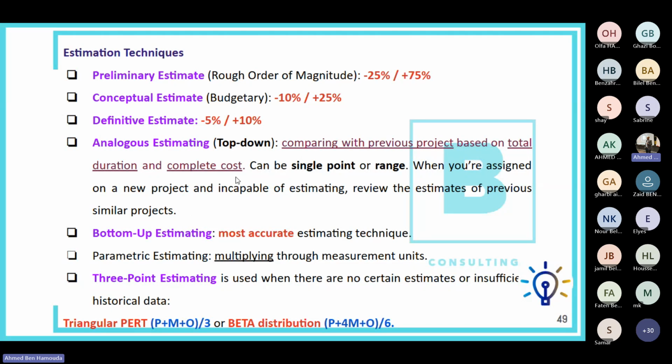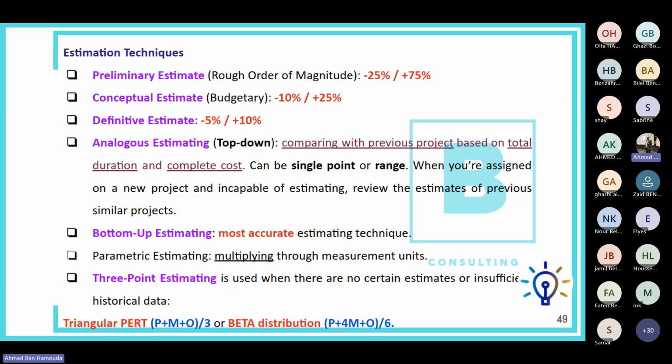So please remember this. However, bottom-up estimating, that's the most accurate estimating technique, and we go from bottom to top, whether calculating the budget or the schedule. Parametric estimating, that's multiplying through measurement units.